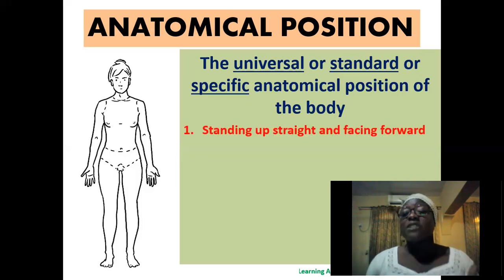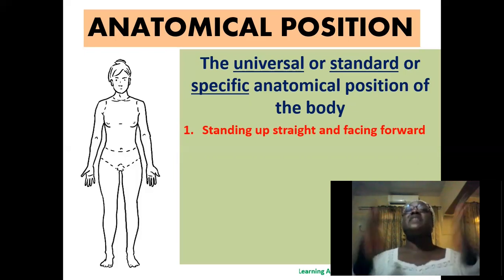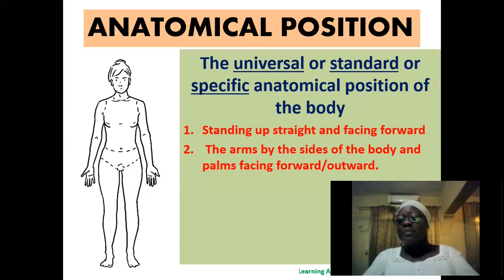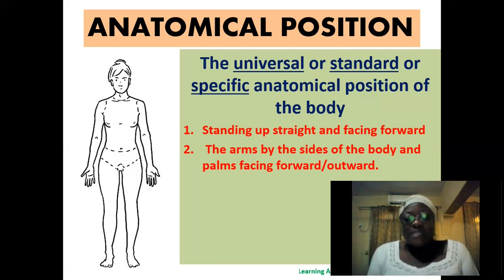Firstly, the body must be upright, it must be standing straight, and the face must be facing forward. The upper limb must be on the side, so it has to be placed by the side, with the palm facing outward. So this is the way it is with this image here. You can see the upper limb is placed by the side of the body, while the palm is open to the outside and not facing inward. You can see that it is open to the outside and it must be placed by the side.